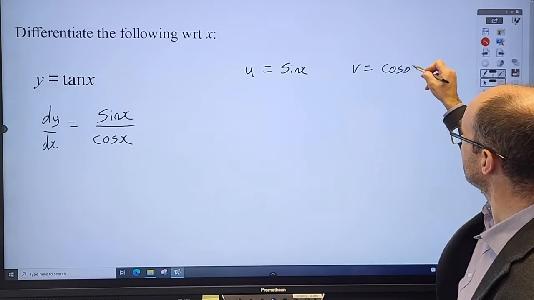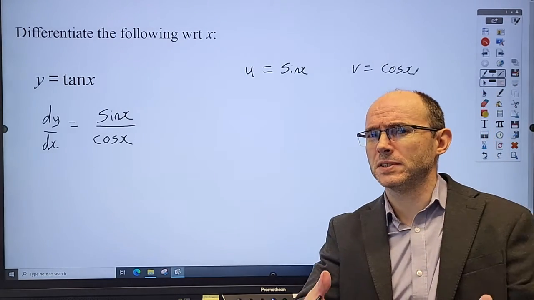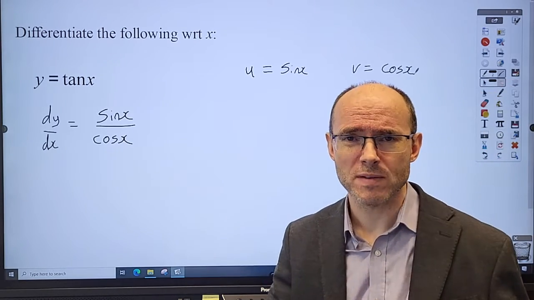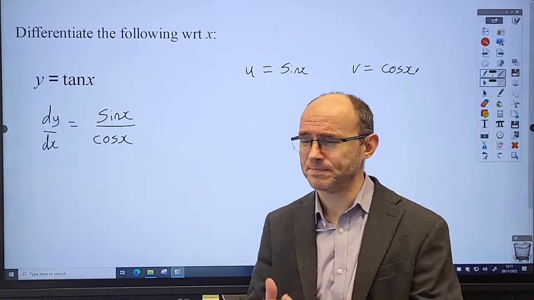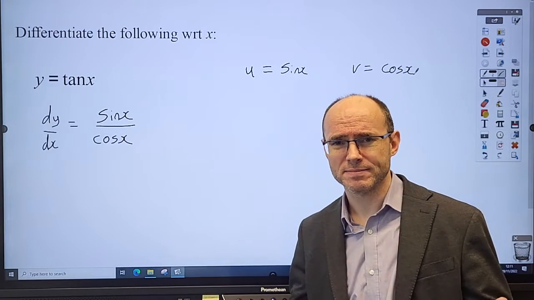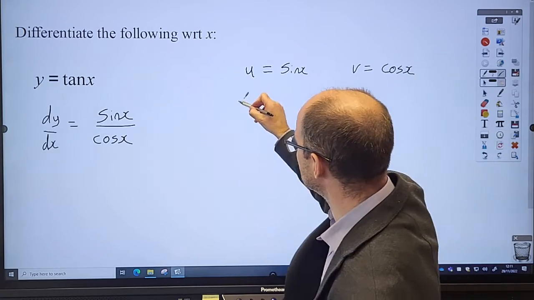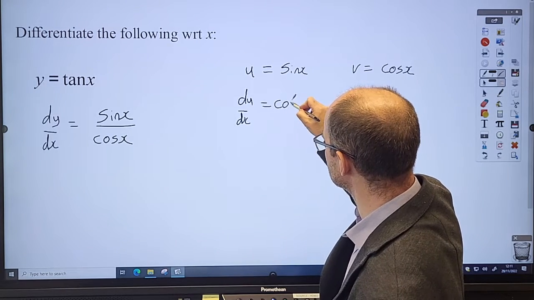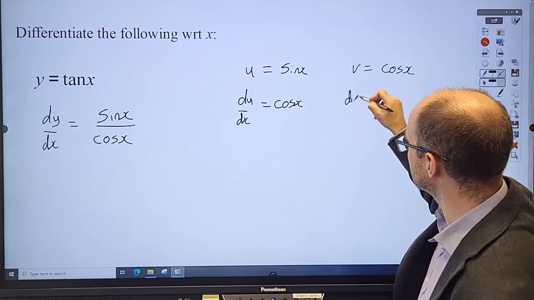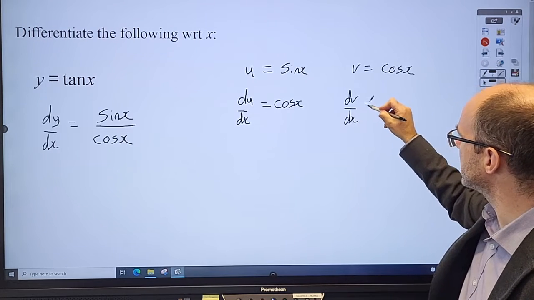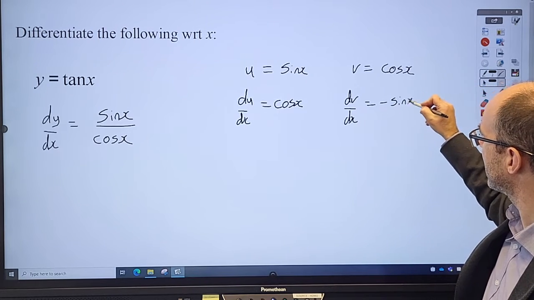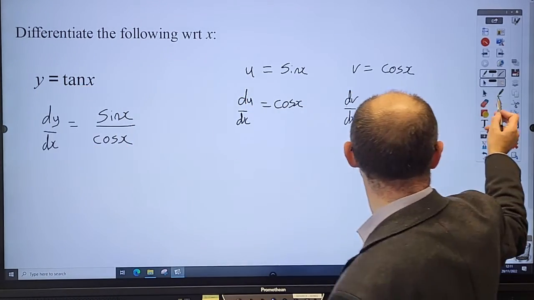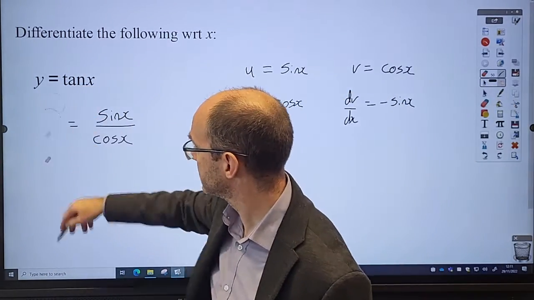Maybe if you didn't get that far, you pause the video now. Give yourself another go at it. Or if you're watching this while travelling on a bus or a train somewhere or in a car, try and do it in your head. Right. So du dx, that's going to be equal to cos x. dv dx, that's going to be equal to negative sin x. Remember the quotient rule? Whoops, what did I write that for? Beg pardon.